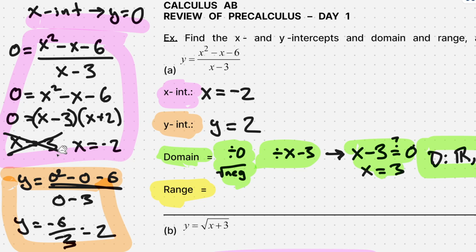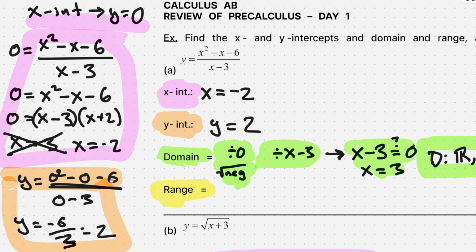When I solved it, I got two answers. I got x equals 3 and x equals negative 2. But again, as we discussed in class, x equals 3 is not actually in the domain because that causes us to divide by 0. So essentially, even though the numerator is 0 when x is 3, so is the denominator. And 0 divided by 0 is not 0, it's not 1, it's undefined because you can't divide by 0. So that means we actually only have one x-intercept at negative 2.